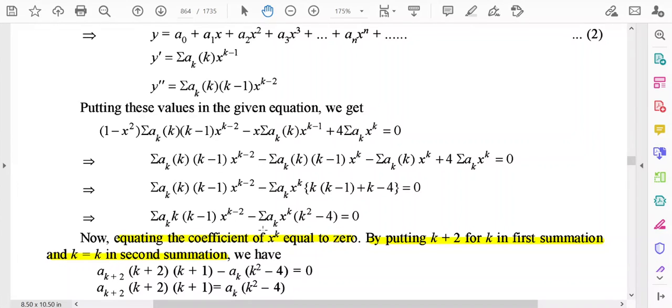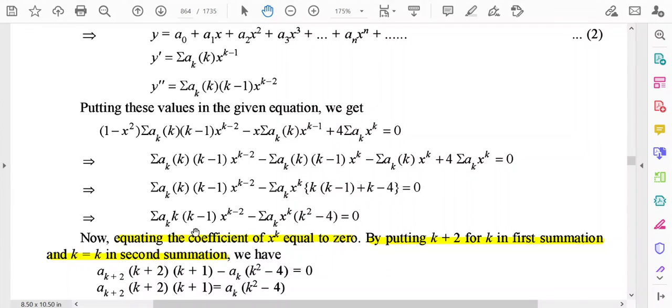Now what is our aim? We have to equate the various powers of x to 0. So at first what we will do, that we will equate the coefficient of x to the power k equal to 0. If we want to put the coefficient of x to the power k equal to 0, you see that here it is x to the power k and the coefficient is a k multiplied by k square minus 4. But in the first expression, this is x to the power k minus 2. But this is for various values of k. Summation means k is equal to 0 to infinity. This is the range of the summation.